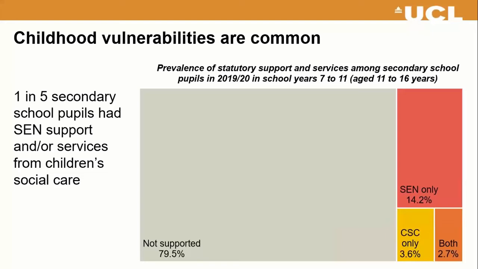And a similar picture for the older adolescents. So again, amongst the secondary school pupils included in this analysis, 1 in 5 had one of these social vulnerabilities. So they were either receiving special educational needs support in schools or receiving children's social care services. And again, there's overlap between these groups. So 2.7% of them are getting input from both schools and children's social care services at the time of the pandemic. Next, please.